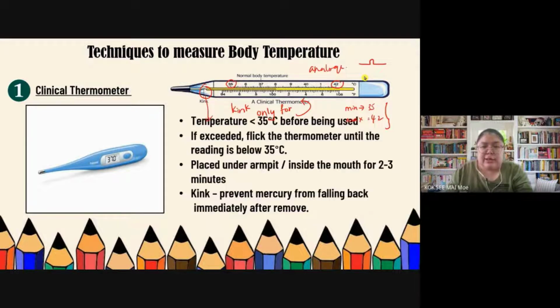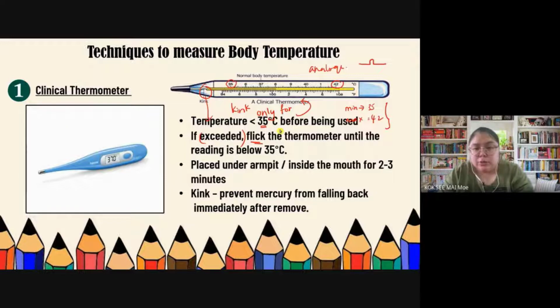Okay, we see here. For this part, the temperature must be less than 35. Sorry, not less than, more than 35. Before being used, the reading must be below 35. When you just start to measure, make sure the level is less than 35. You cannot start to measure when it is already 40, so 40, how to measure? It cannot be. So it must be lower than 35. If it is still over 35, you need to flick the thermometer until the reading is below 35.